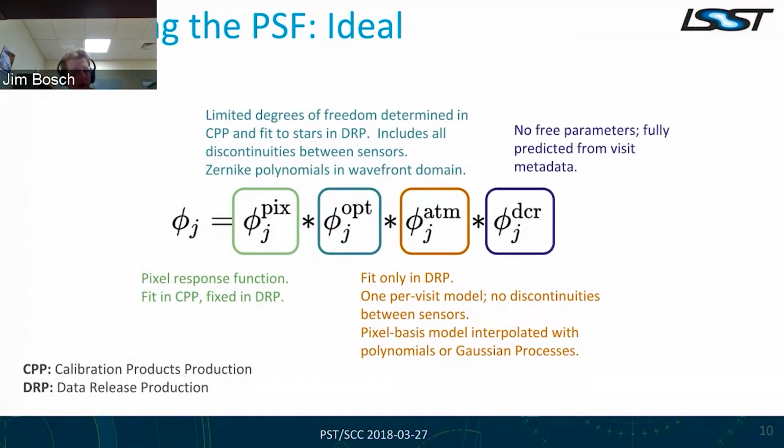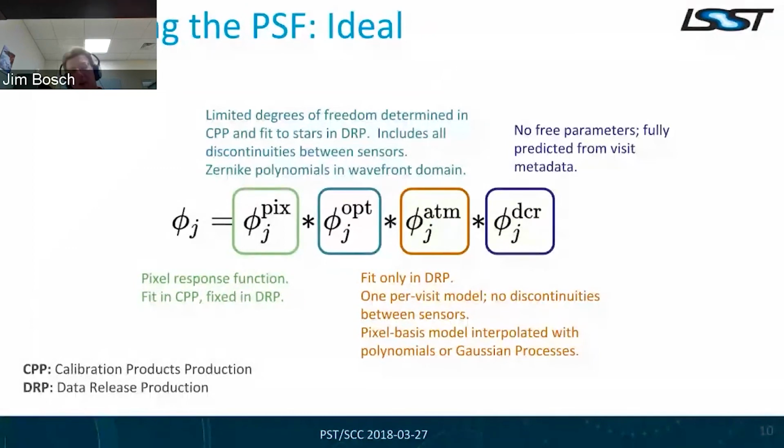The last part, I think you could have considered part of the atmosphere, but it's worth calling out as being different because it has no free parameters and it has a very predictable wavelength dependence. And this is the DCR term, the differential chromatic refraction. This is something we can add into the PSF much as we would add in the pixel or the fixed part of the optics. And that gives us automatically one of our most important chromatic PSF effects.